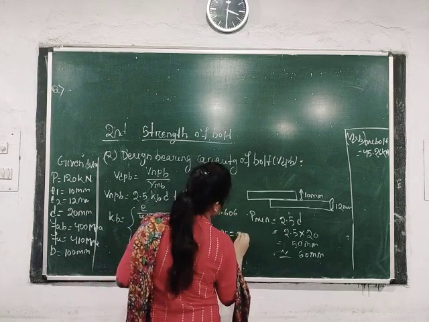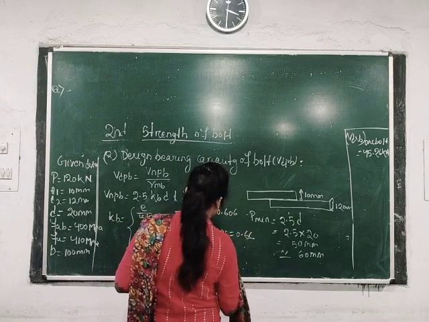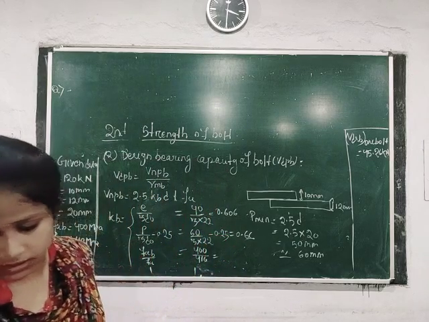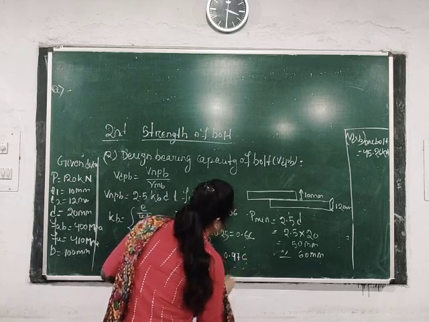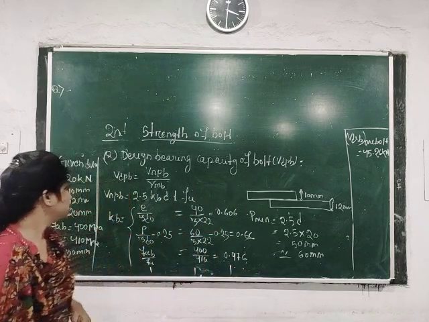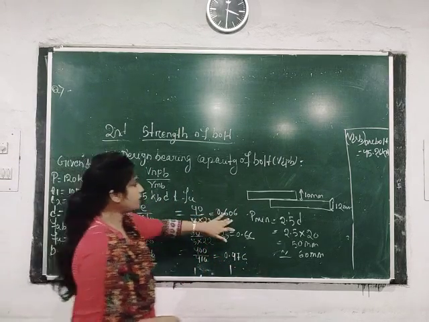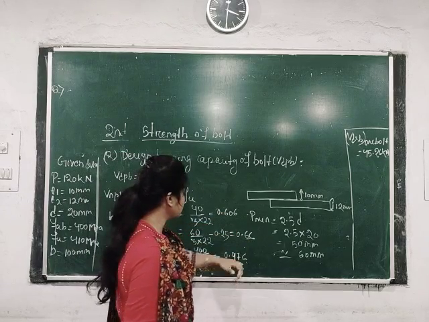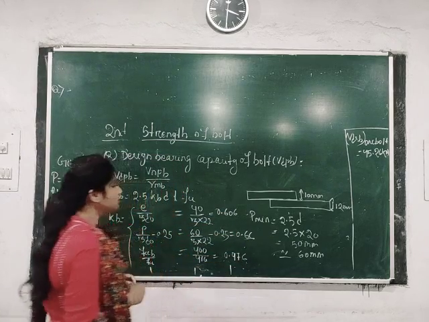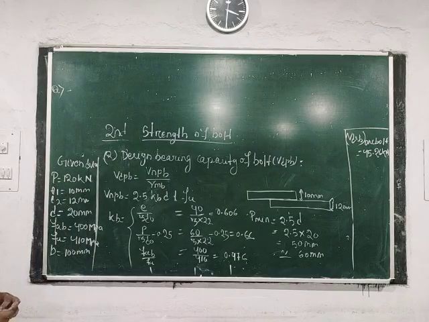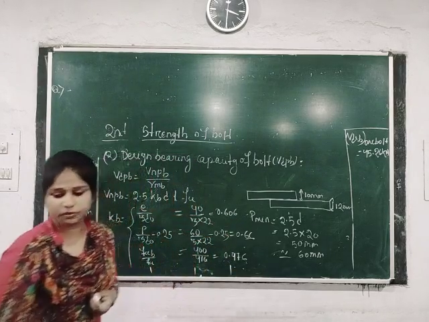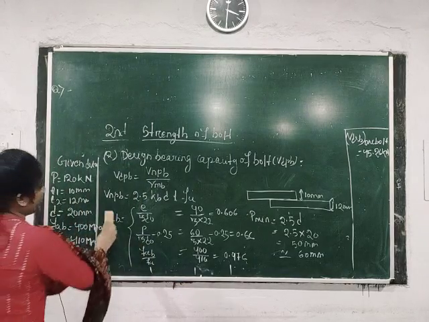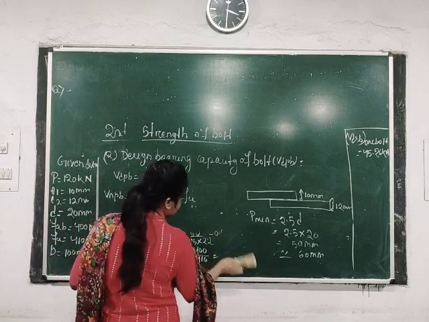0.606, 0.66, 0.976, and this value is 1. Okay, so the first value is 0.606, then 0.66, then 0.976, then 1. So we will take the minimum value for kb. Among these values, 0.606 is the minimum, so take kb as 0.606.